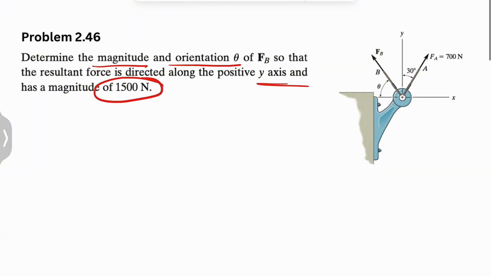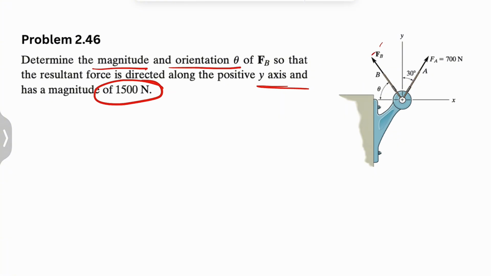So from the question, we know that the resultant, if we use the parallelogram rule, has to be along the y-axis, so there is no x component, and it has 1500 newtons for the magnitude. We solved these questions using trigonometry in the previous videos, and we're going to go with the x and y components in this one.